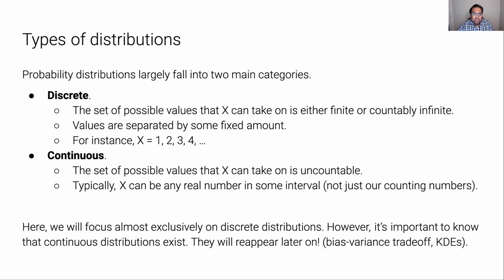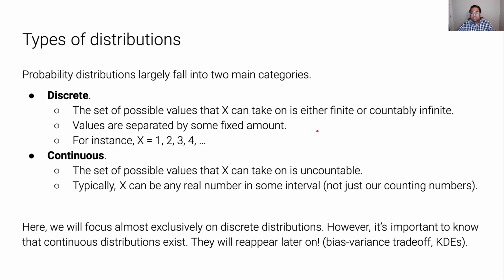Speaking of the types of distributions, we like to think of probability distributions as belonging to one of two categories. The first category is discrete. And so we say a distribution is discrete if the set of possible values it can take on is either finite, so some finite set like 3, 4, 6, and 8 that we just looked at, or countably infinite.